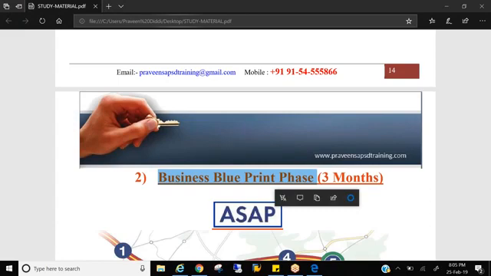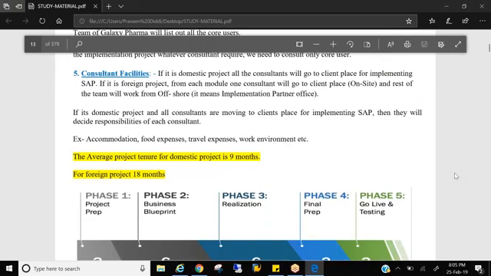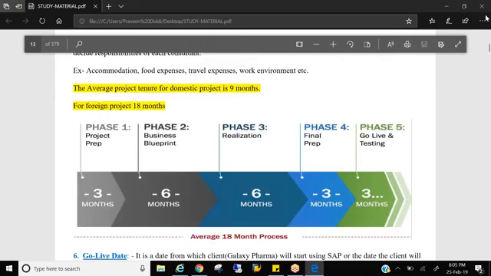So you enter into the business blueprinting phase. You can see here every phase has some timeline. That means an implementation project. SAP also tells you with the SAP methodology in each phase how much time you should be spending, right? So this is the ideal time for an 18-month project. That is project preparation 3 months, BBP 6 months, and realization 6 months, and so on.